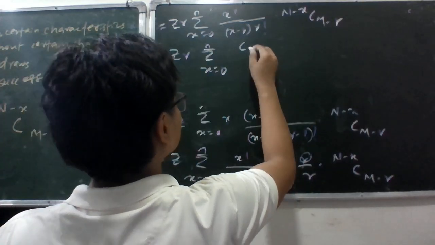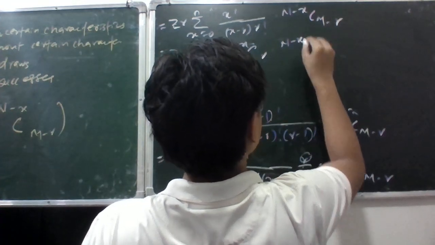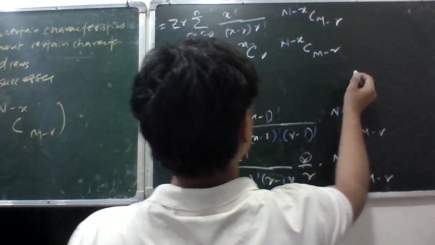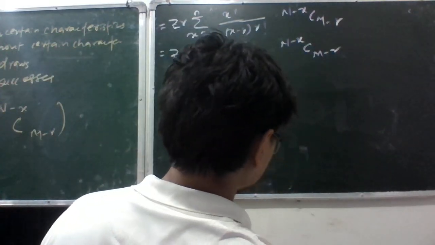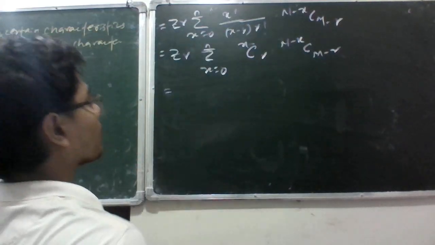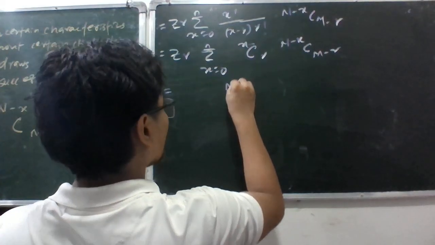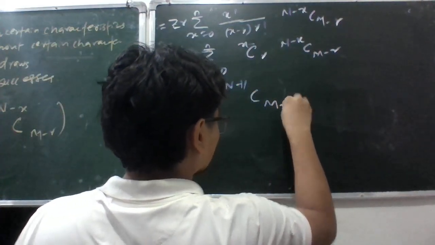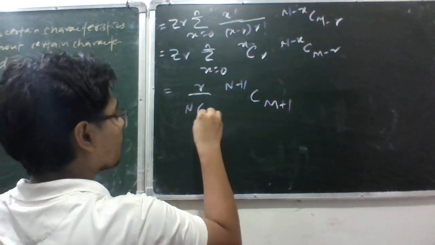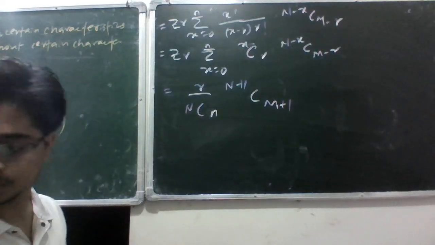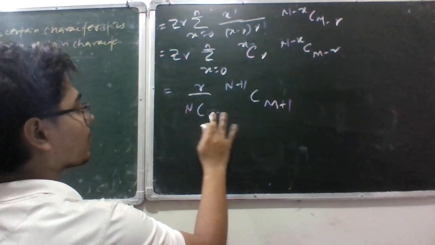This becomes C x r m minus x c m minus r. Again, using the property of the product of two combinations, we can write it as n plus m c m plus 1 times r by n c m, sorry.